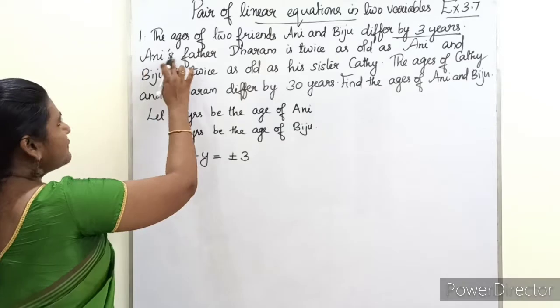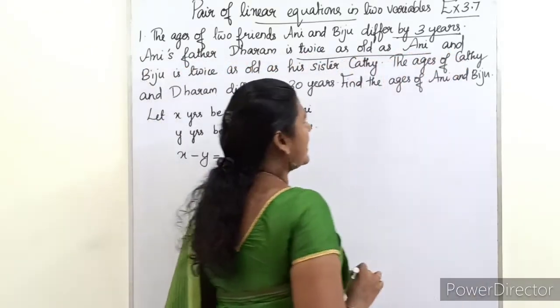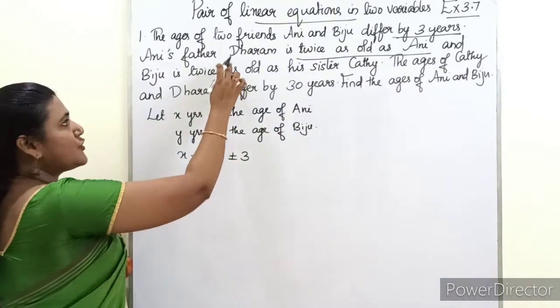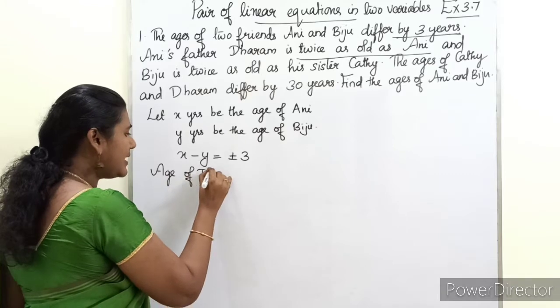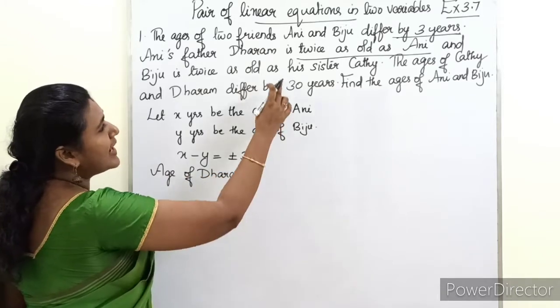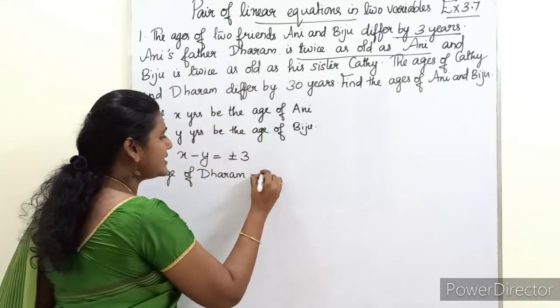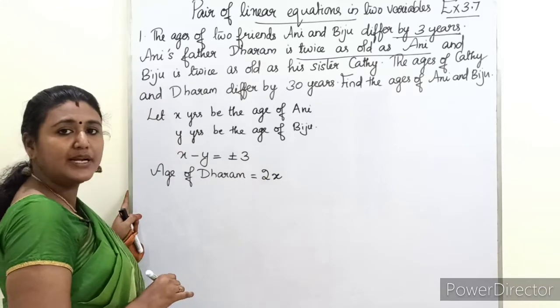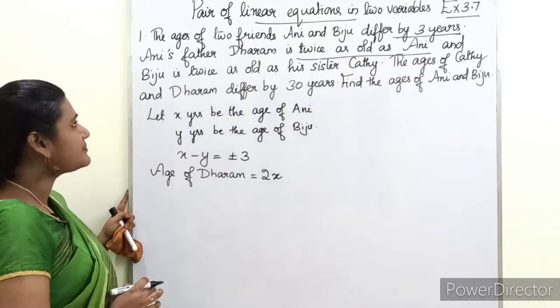Now Annie's father Dharam is twice as old as Annie. So what will be the age of Dharam? Next we are going to see the age of Dharam in terms of Annie's age. Dharam is twice as old as Annie. So Annie's age is X years, so the age of Dharam will be 2X.